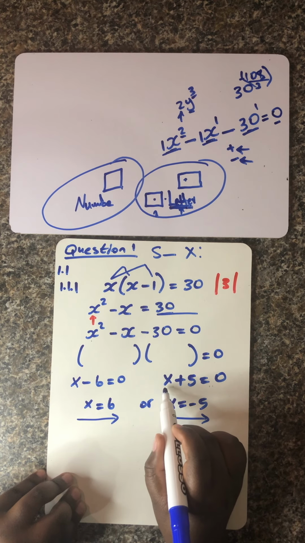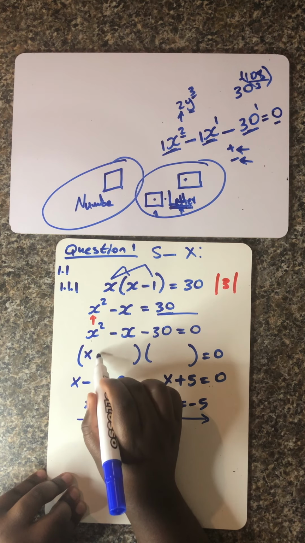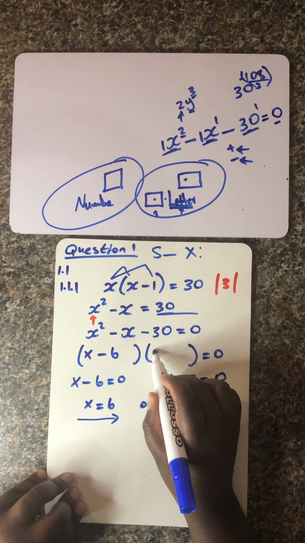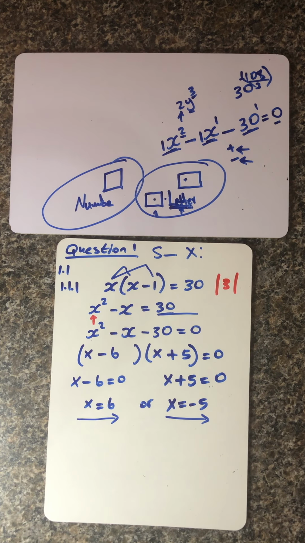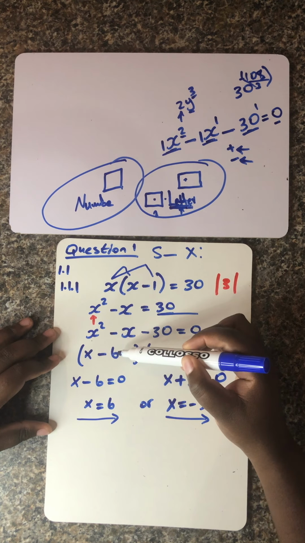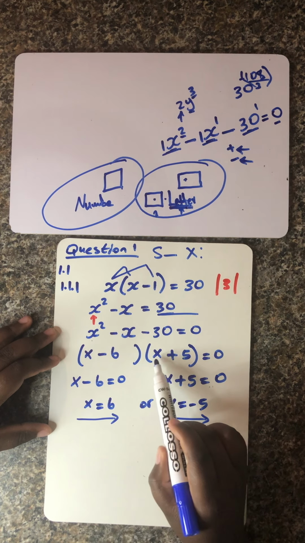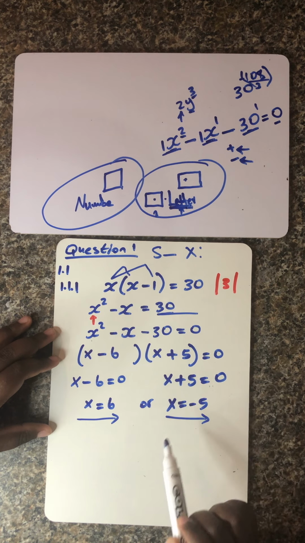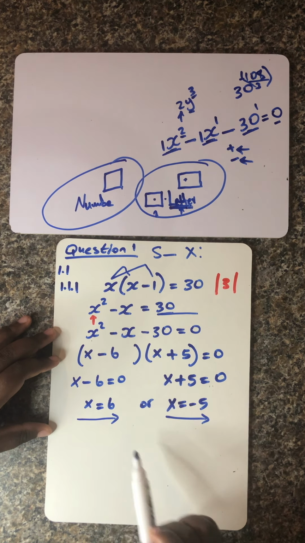So ladies and gentlemen, these are the factors that you write in the brackets. Let's just try to verify. So x minus 6, obviously you know it's going to be equated to 0. This is it. x plus 5 is going to be equated to 0. This is it. Obviously you move it to the right, it becomes 6.